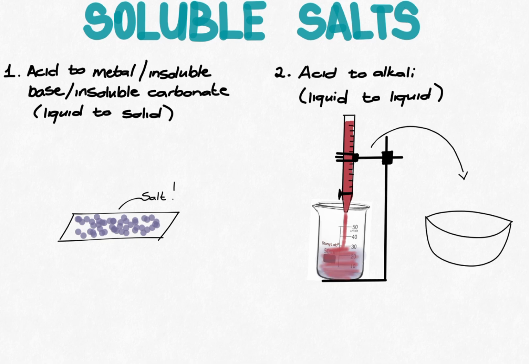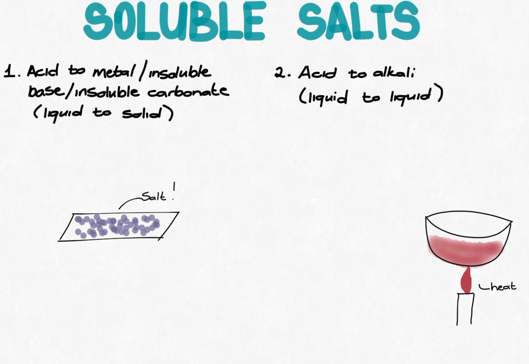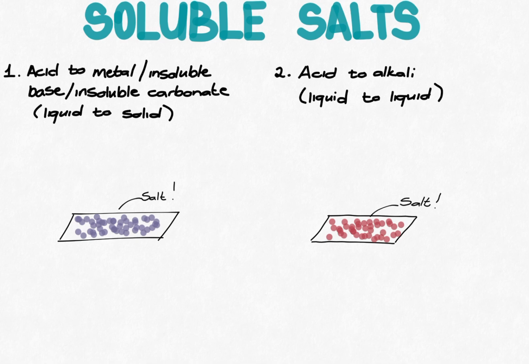We'll then take our neutral solution and add it to an evaporating basin. We can then heat up the liquid in our evaporating basin until the point of crystallization. So again, this is the point where tiny little crystals form on the side of our basin. We will then again decant off the excess solution and then blot our crystals dry using a paper towel. And there we've got our soluble salt.